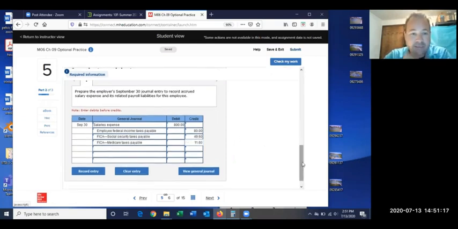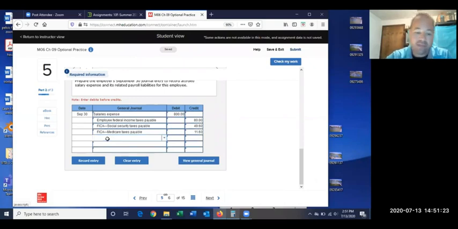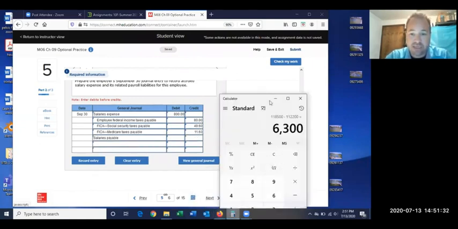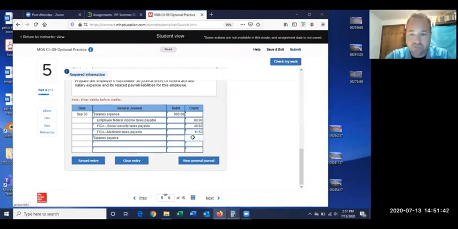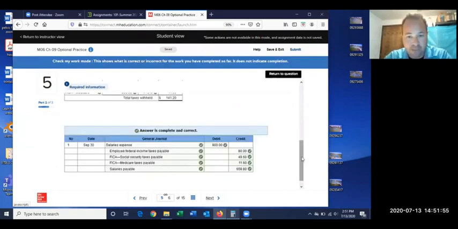Now, it's telling us that they didn't pay it. This was accrued. What that tells me is they still owe the employees. We then call this salaries payable instead of crediting cash. And we're simply just going to take then the 800 that I owed minus all of the taxes they're taking out of their check. So $658.80. And that looks good.